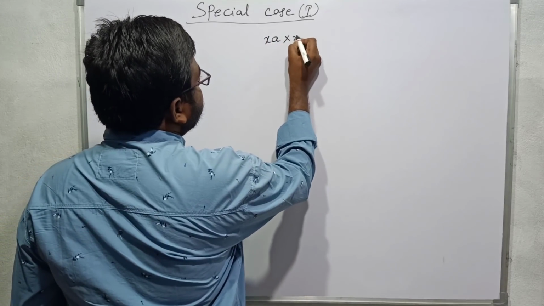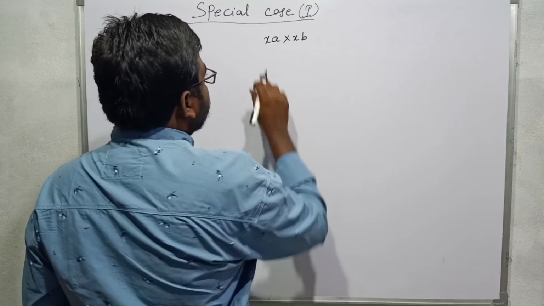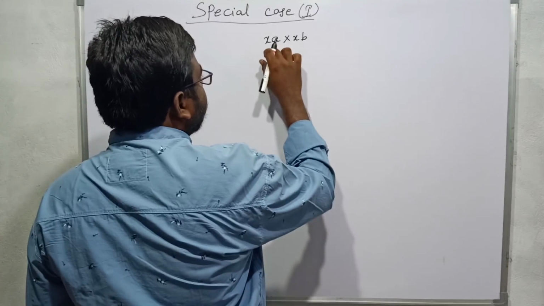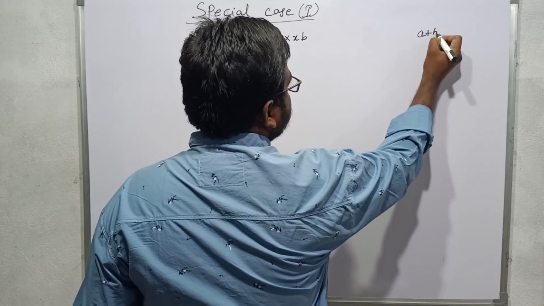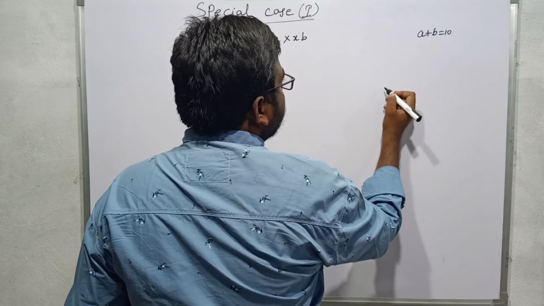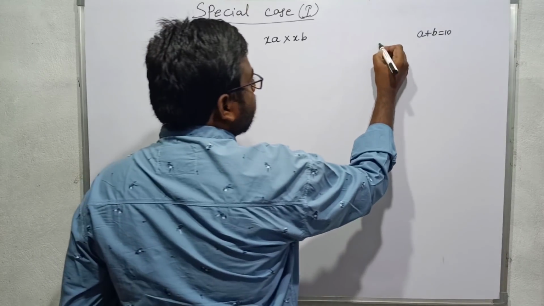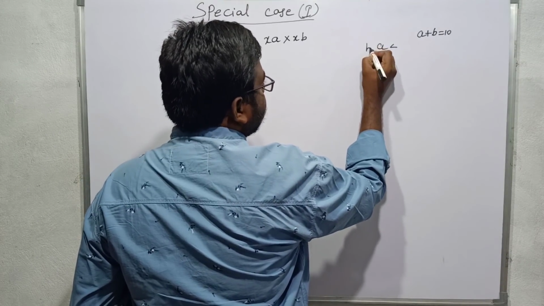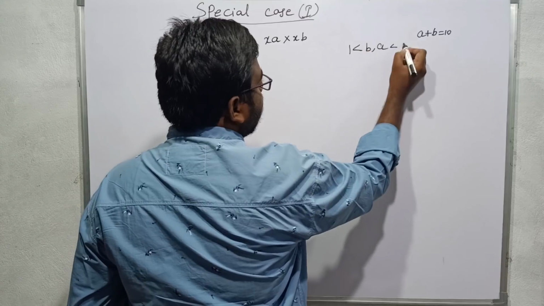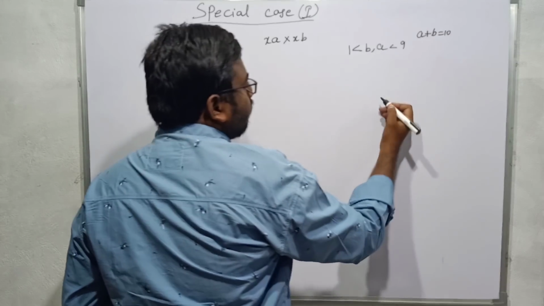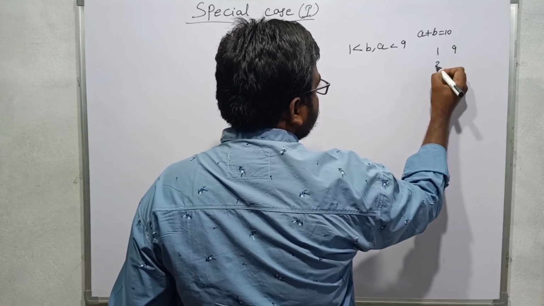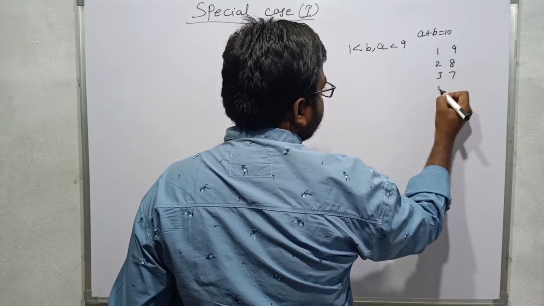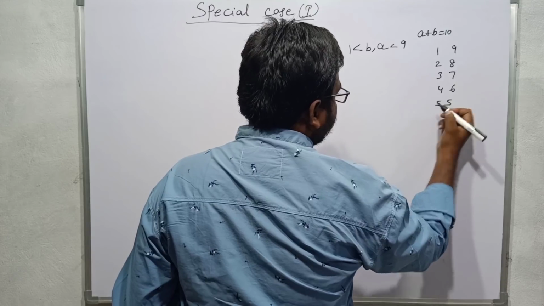XA into XB. The X and X are the same numbers, and A and B are strictly single digit numbers, and A plus B is equal to 10. That means A and B are natural numbers. That means A, B both should lie between 1 to 9. That means how many combinations can you get? 1, 9, 2, 8, 3, 7, 4, 6, 5, 5.